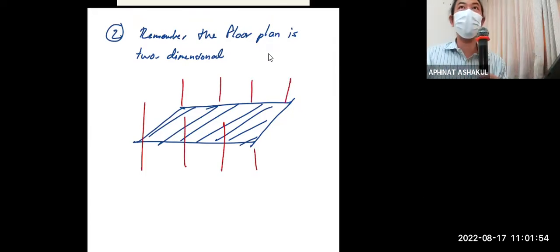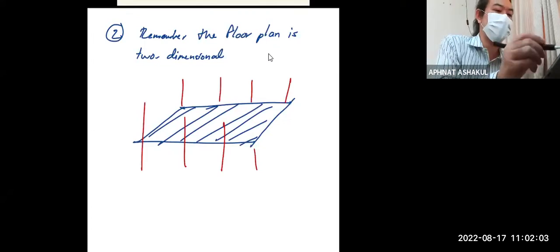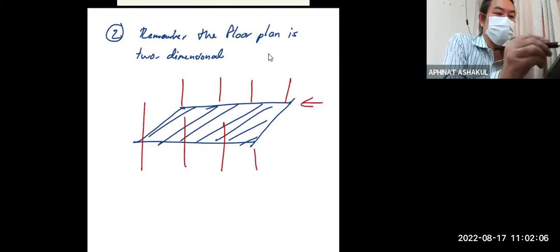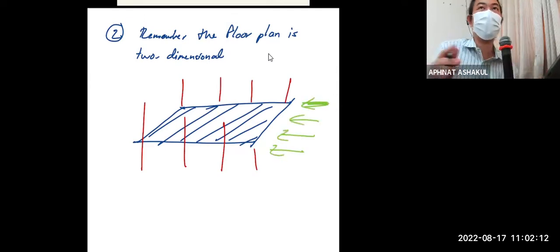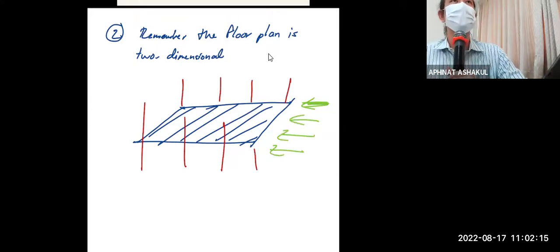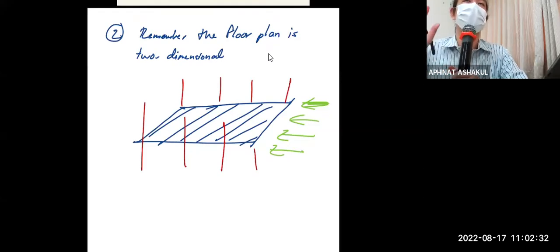But the floor system, the floor plan itself is two-dimensional, which means the floor plan alone cannot help withstand the lateral load. I should change the color. When you have the lateral load coming in from the side, the floor system is parallel with the lateral load. So it will not help your building resist the lateral load. That's why we need the framing system. The floor plan alone will not be able to give you stability for the entire system.